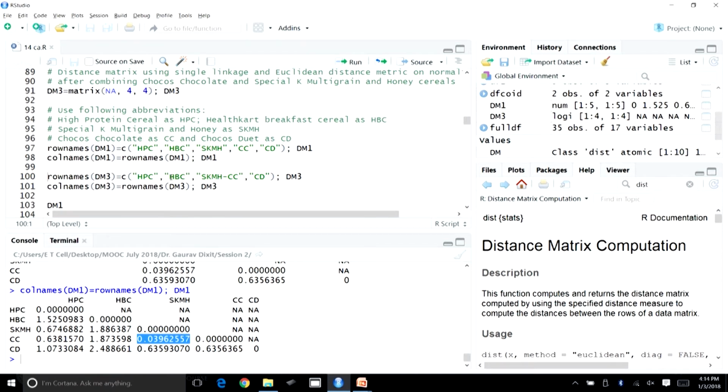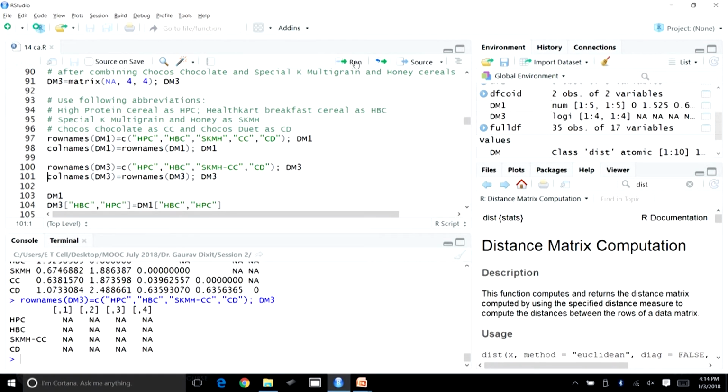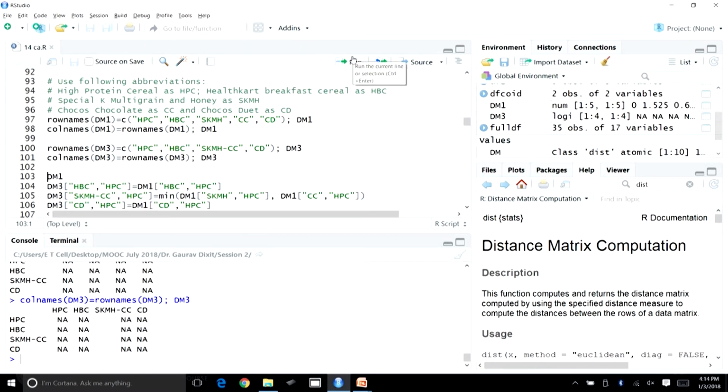Now we will need the 4 cross 4 matrix, which we have already initialized. Let us change the row names and column names for this particular matrix as well. You can see here the third cluster, we have renamed this one as SKMH-CC. This is because these two observations have been merged into one cluster, and the cluster has been renamed as SKMH-CC.